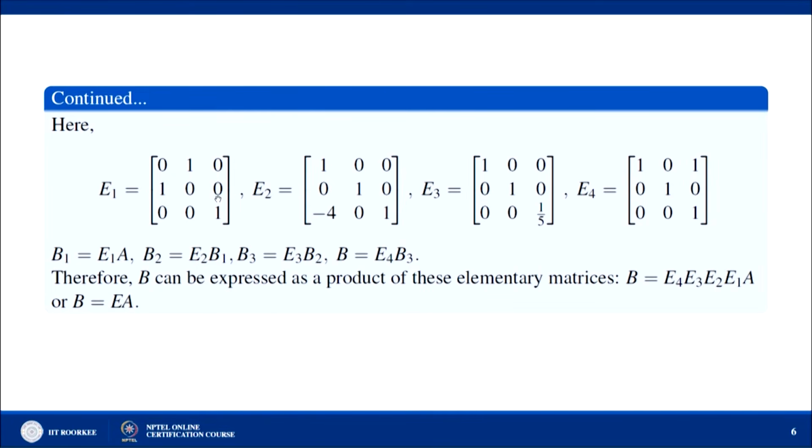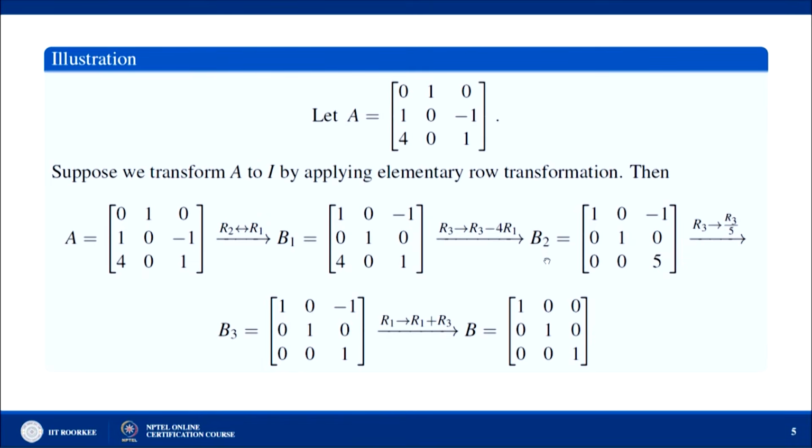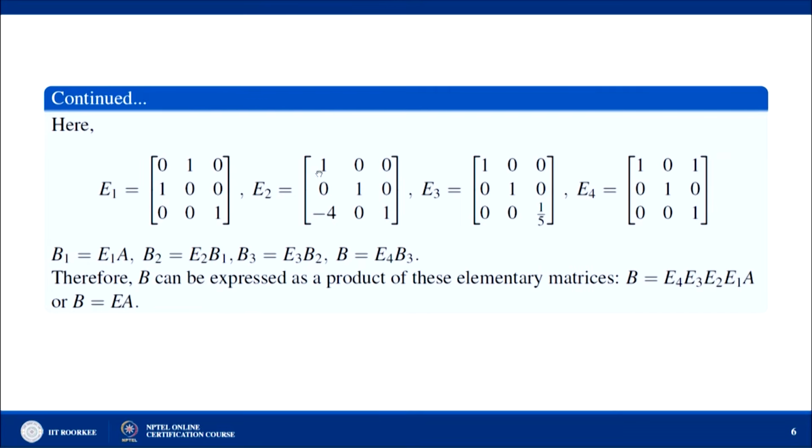Okay. Now, similarly, to obtain B2 from B1, what have we done? We have replaced R3 by R3 minus 4 times R1. Now, you apply the same elementary row operation on the identity matrix to get the new elementary matrix E2. So, here if you take the identity matrix and replace the third row by the third row minus 4 times the first row, then you get minus 4 0 1. So, this will be elementary matrix 2.